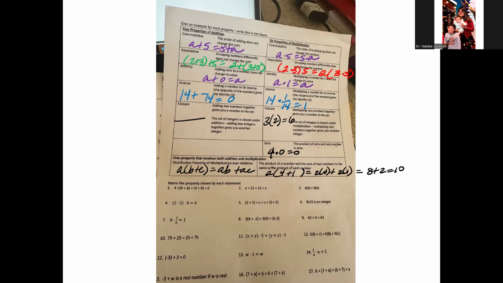Okay. Name the property shown by each statement. First one, I said associative. Property of addition is what you need to put. Property of addition, okay? Number 2? Commutative. Property of addition, just put POA.